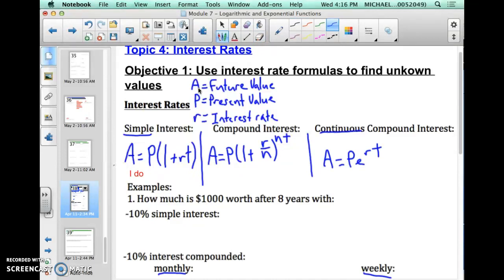Let's go down the list. Then N is the number of times compounded. T is the time in years.